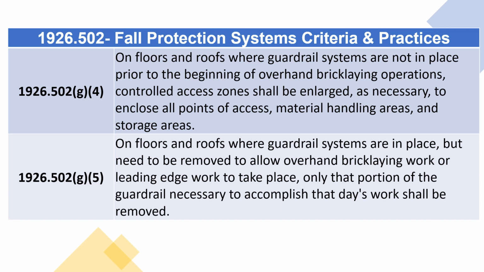1926.502(g)(4) On floors and roofs where guardrail systems are not in place prior to the beginning of overhand bricklaying operations, controlled access zones shall be enlarged, as necessary, to enclose all points of access, material handling areas, and storage areas. 1926.502(g)(5) On floors and roofs where guardrail systems are in place, but need to be removed to allow overhand bricklaying work or leading edge work to take place, only that portion of the guardrail necessary to accomplish the day's work shall be removed.